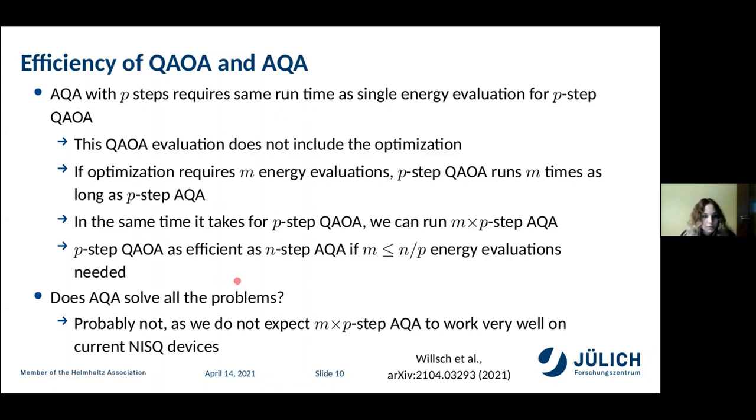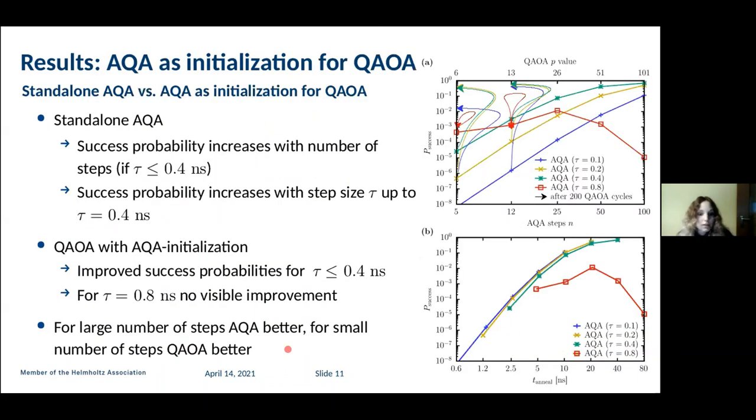So does Aqua now solve all the problems? Well, probably not, as we do not expect that an M times P-step Aqua will work very well on current NISQ devices, because this would be a very high depth quantum circuit. So we then study Aqua also with smaller time steps and possibly as an initialization for the QAOA.